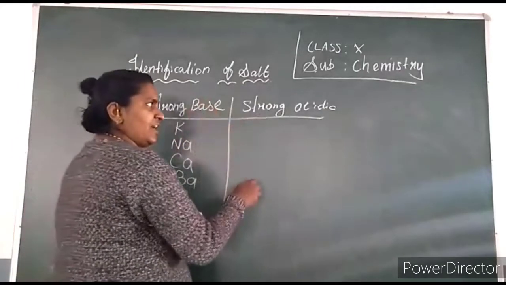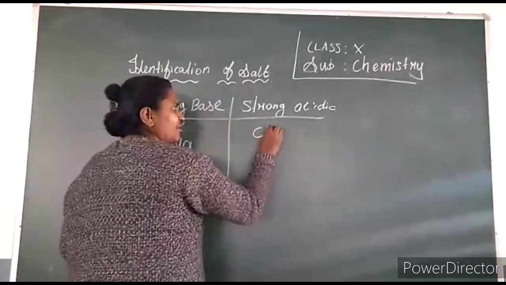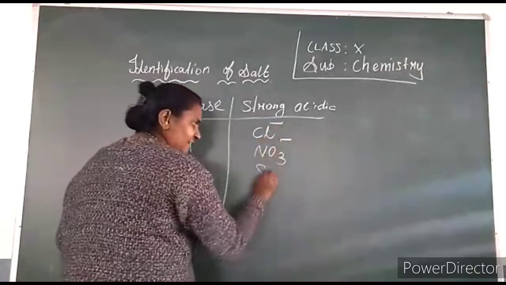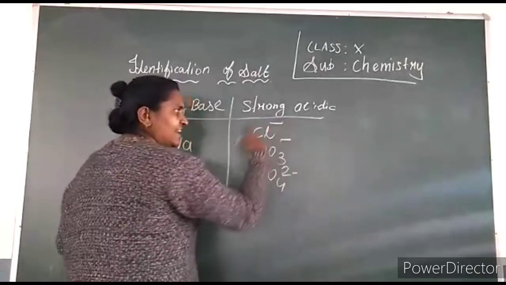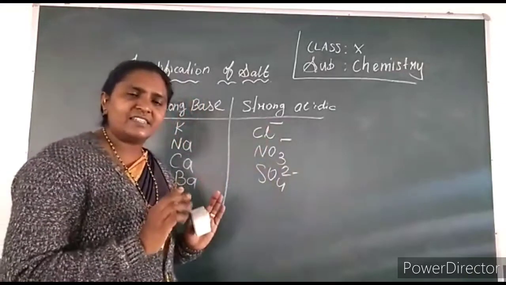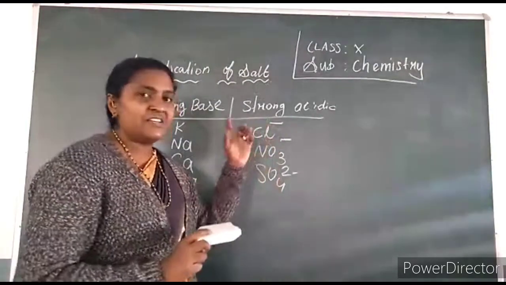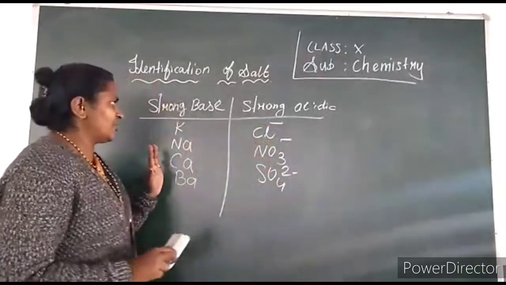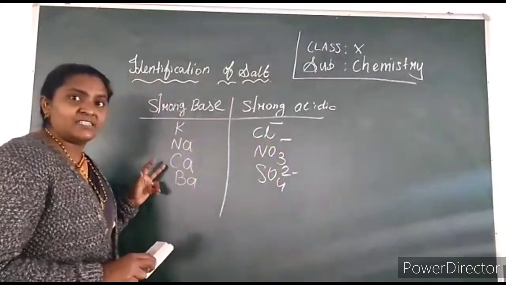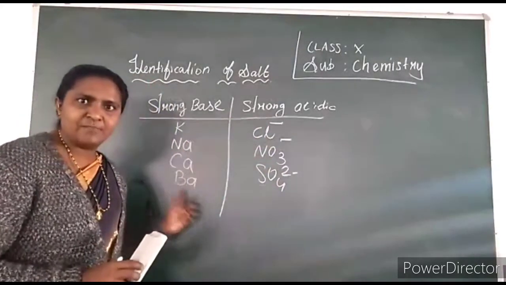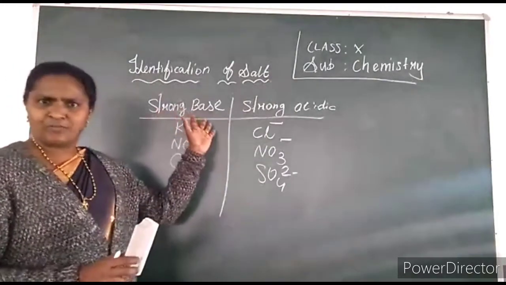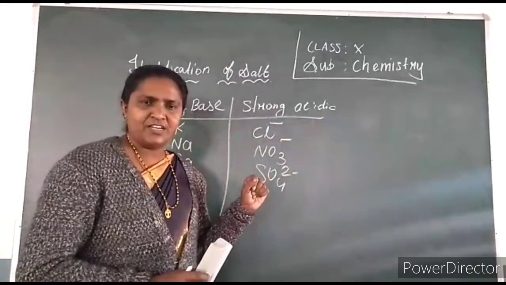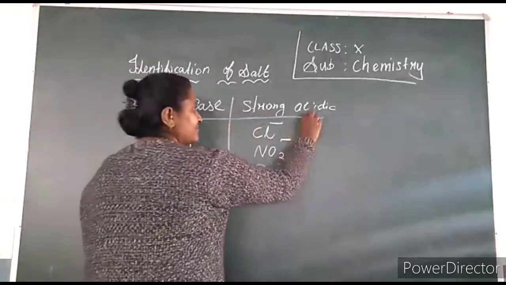And what about strong acidic radicals? For example, chloride ion, nitrate ion and sulfate ion. If these radicals are present, then we can say the salt is having strong acidic power. Only these things you have to remember. Potassium, sodium, calcium, barium: in your salt, if these symbols are there, then we can say it's a strong base. If these are there, we can say strong acid. Now we are going to identify.